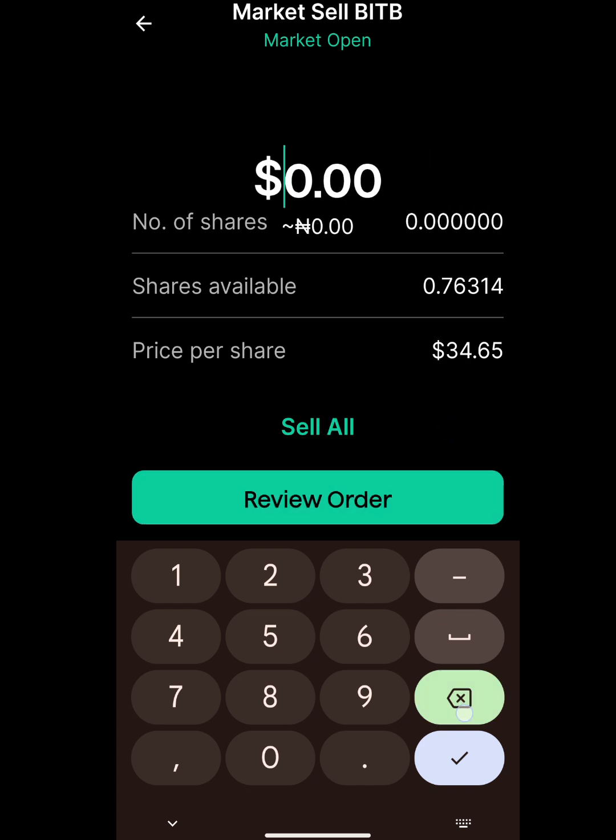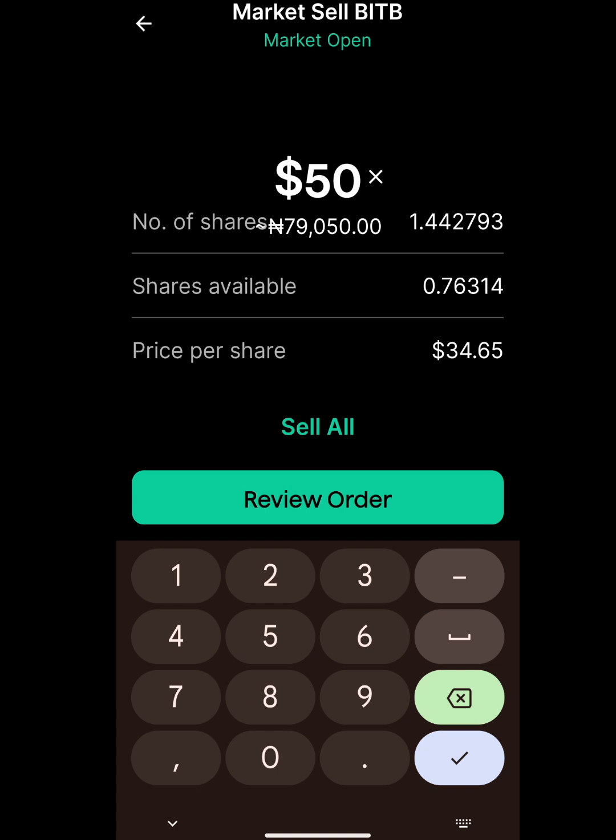Now here is my tip as well. If you feel like you've invested 100,000 naira and you see that you've made 150k, you don't have to sell everything. Just take the profit you've made. Let's say $100. You have $100 you invested and now you've made $150. You want to take the 50, just come here, enter 50 and sell. You don't have to sell everything.